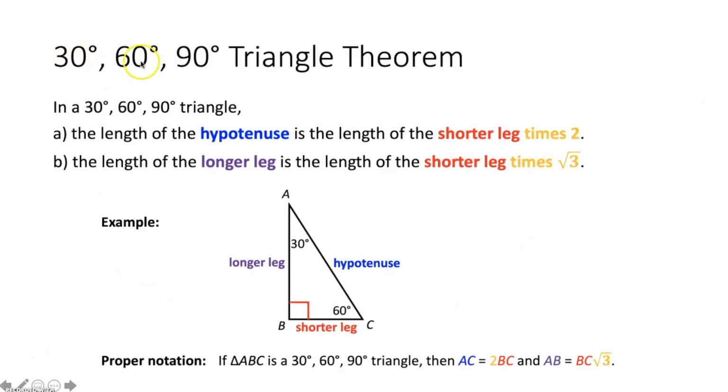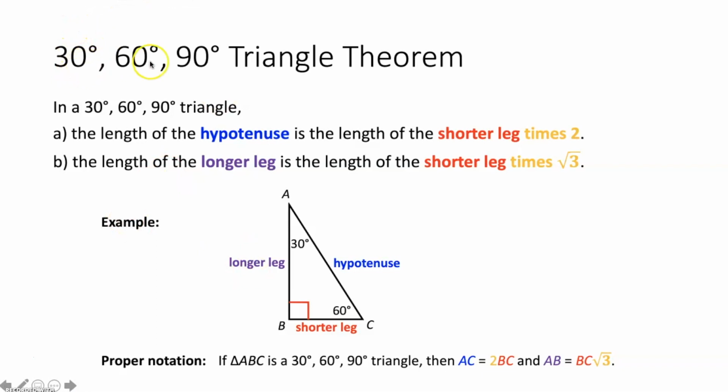Now let's talk about the 30-60-90 degree triangle theorem. This says in a 30-60-90 degree triangle, the length of the hypotenuse is the length of the shorter leg times 2. The length of the longer leg is the length of the shorter leg times rad 3. So there are two types of special right triangles. There's the 45-45-90 degree triangle in which the legs are congruent and the hypotenuse is equal to rad 2 times one of the legs.